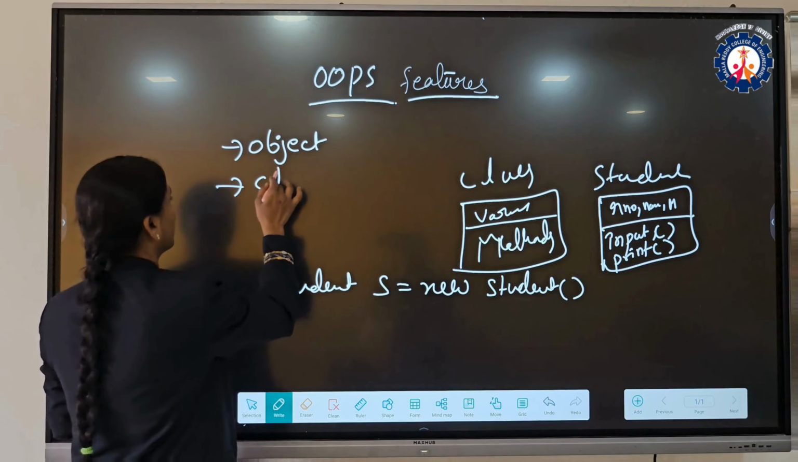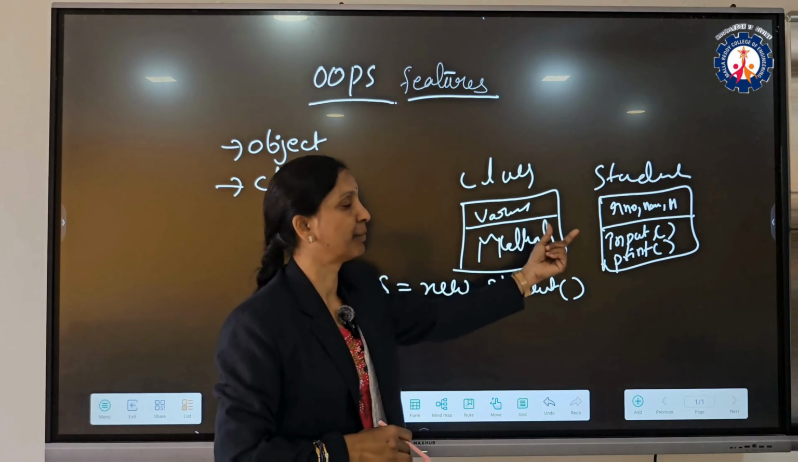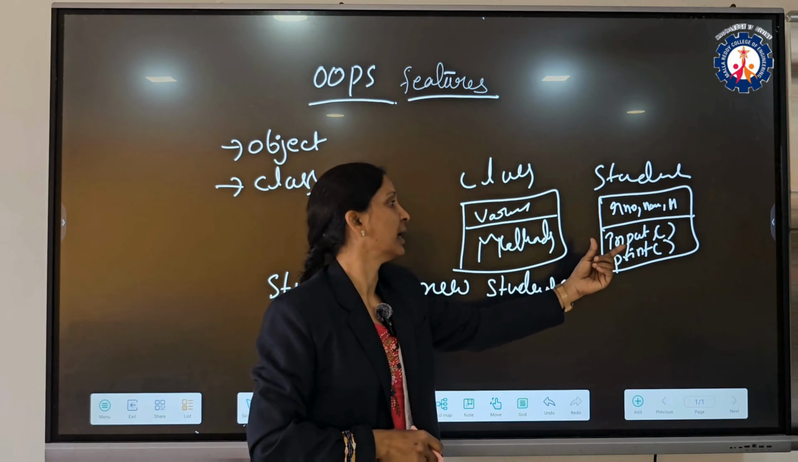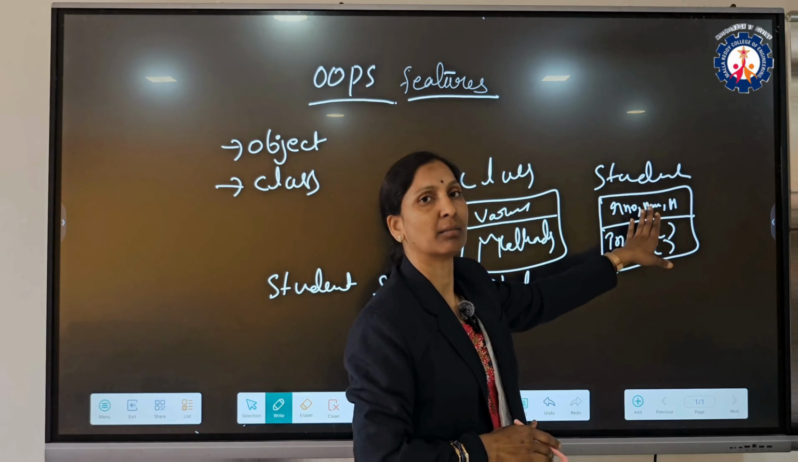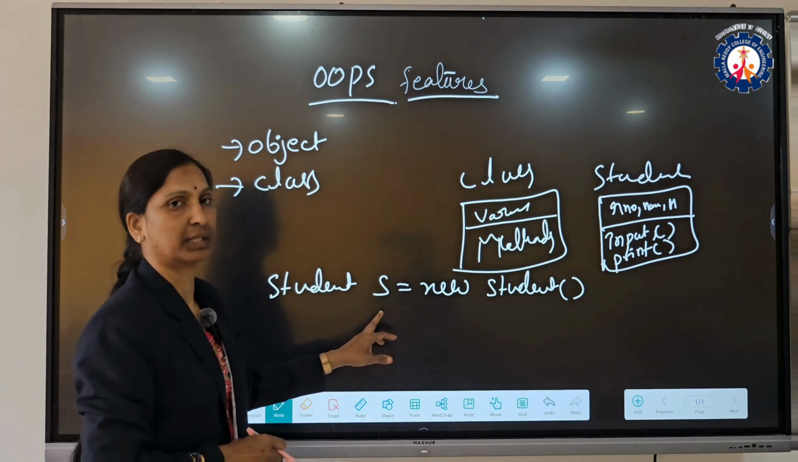Next, class. Just now I said, class is a blueprint. It has two parts, the variables and the methods. Those are bound together in a class with the name class, and this can be accessed only with the objects.